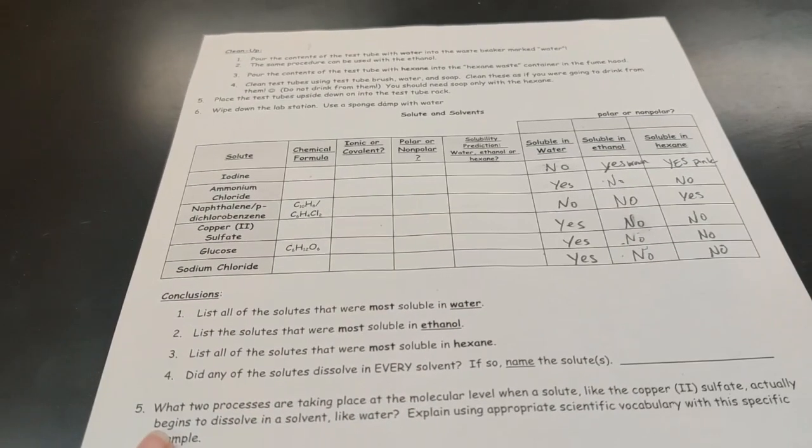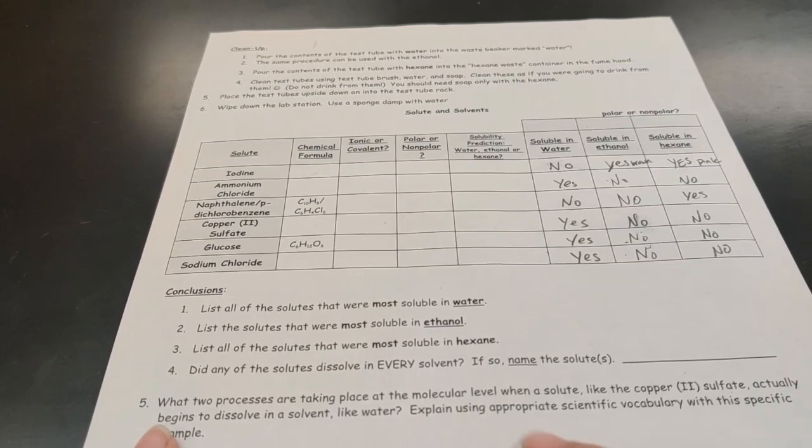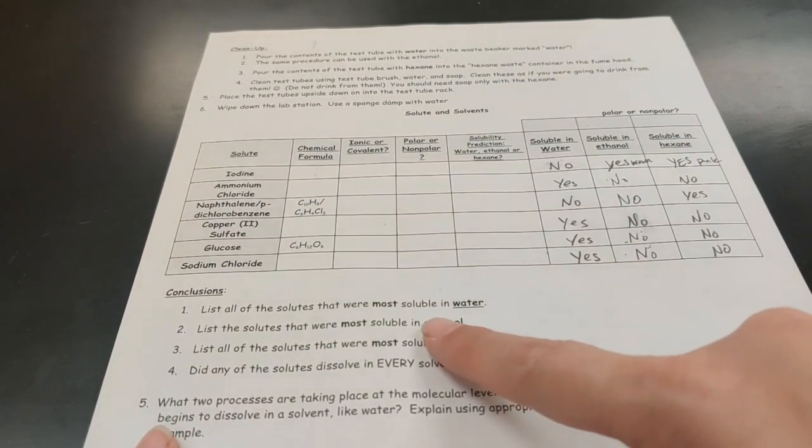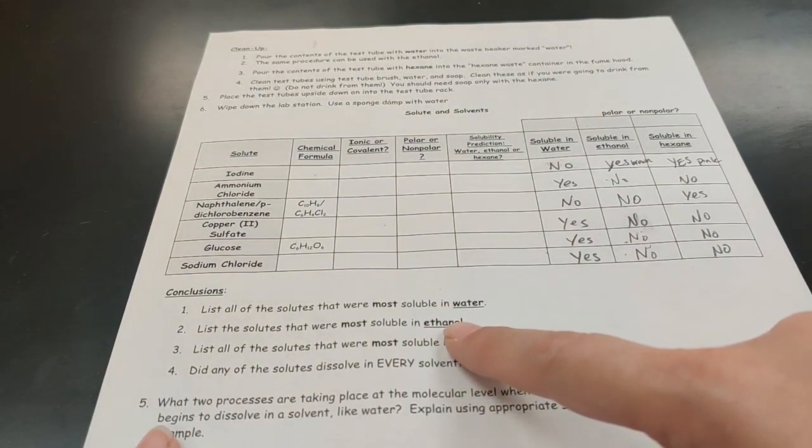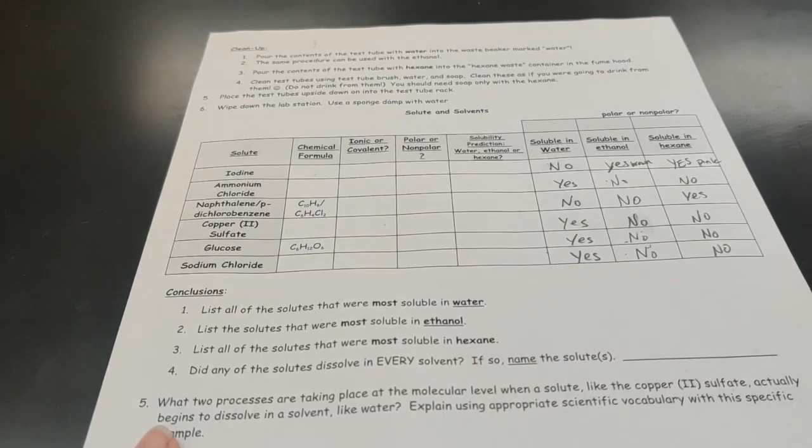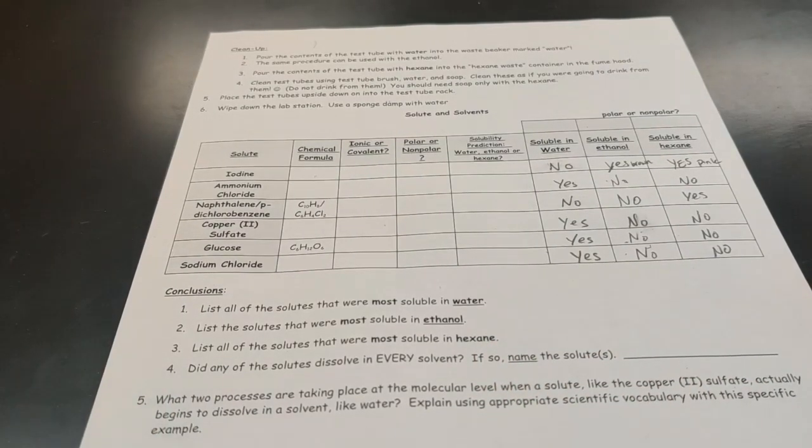So now we can start making our lists down here. List the things that were soluble in water, the things that were most soluble in ethanol, the things that dissolved in hexane. So we have a few questions to answer here, and we can get on with that now.